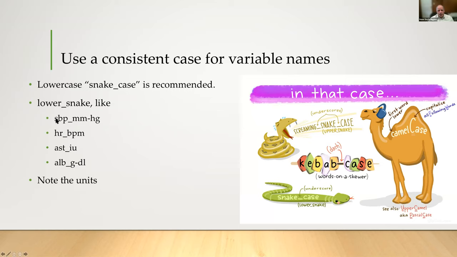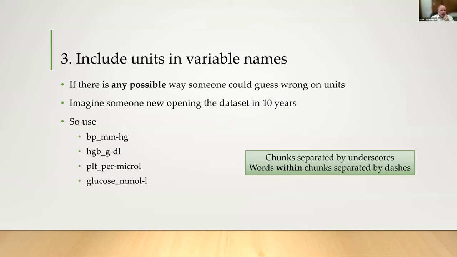So lower snake has things like SBP, millimeters of mercury, heart rate and BPM, AST in international units, albumin in grams per deciliter. And note the units are attached. That can be really helpful if you're looking at your data years from now and you're not 100% sure because the standard units have changed 5 years later. Include the units in variable names if there's any possible way someone could guess wrong on units.